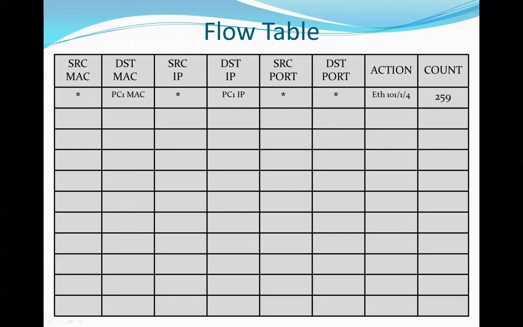Next we see a more specific match, where we're looking at both the source and destination MAC and IP. We're also catching traffic with port 69, which is TFTP, and dropping it. And of course we have the counter.